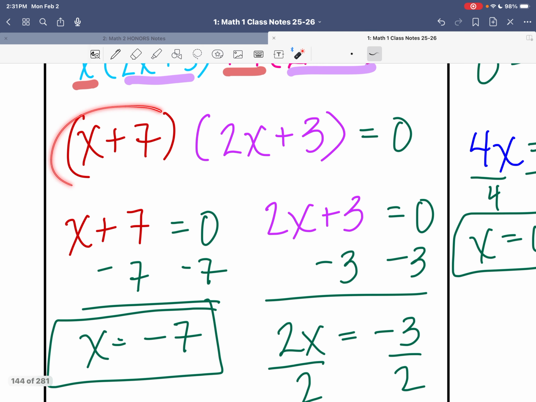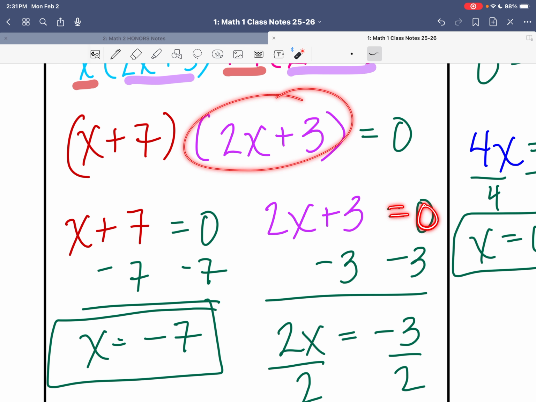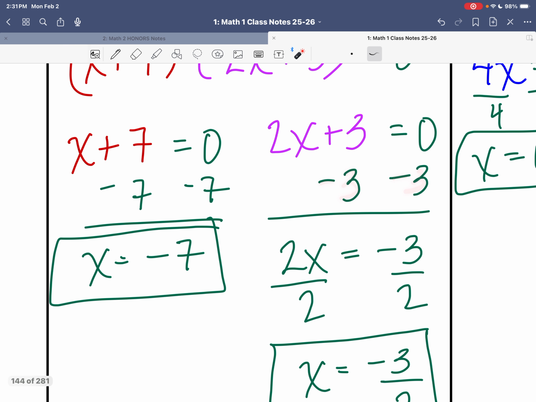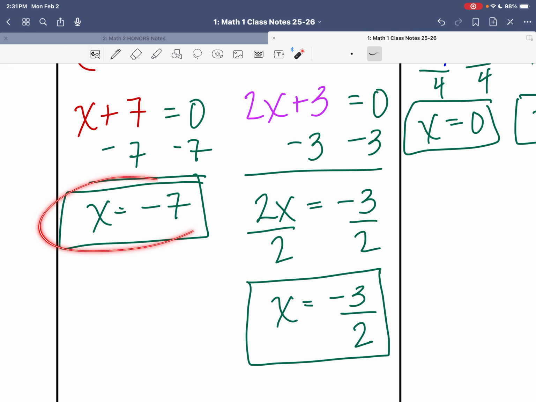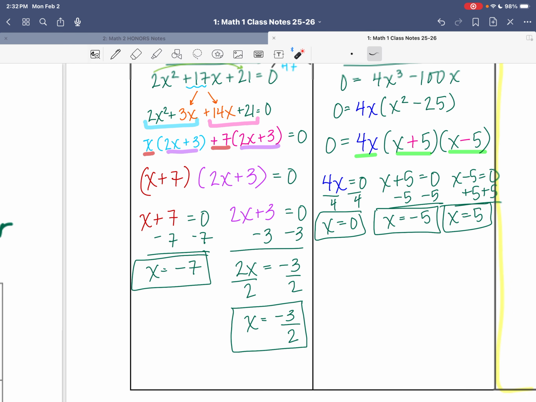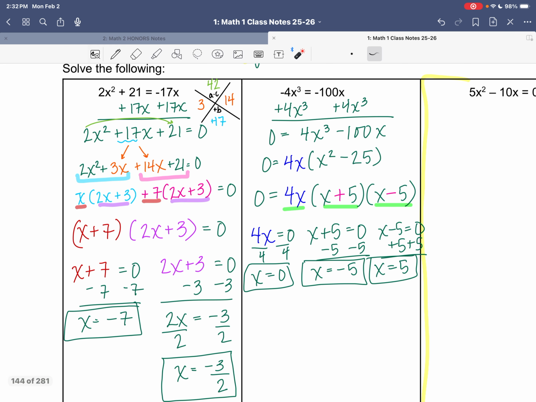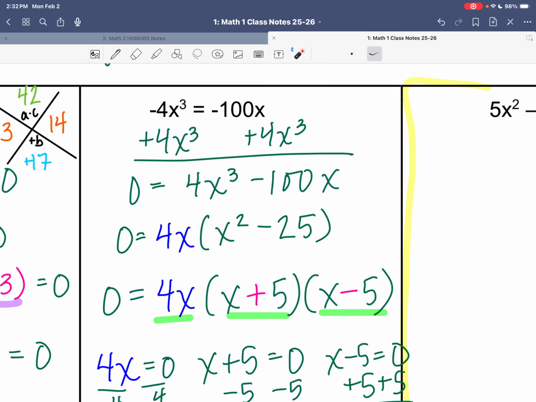So we're taking this, equal it to 0, and solve, and x equals negative 7. Then we're taking this, setting it equal to 0, and solve by subtracting 3, and then divide by 2. And we have x equals negative 7 and x equals 3/2. So it's just extra steps from what you've done before, because now we're setting it equal to 0 and solving. So same thing here.